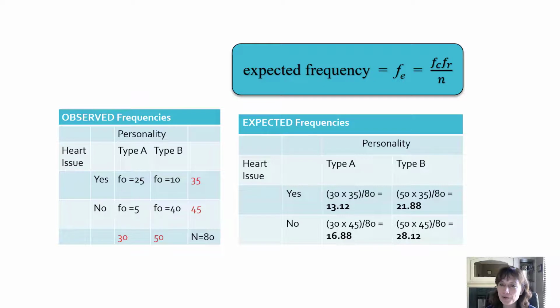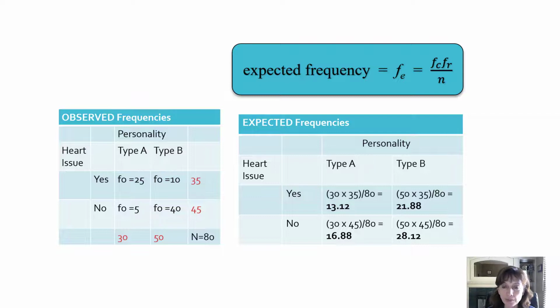Same thing for the other categories. So for type A, no, again I just take the column total times the row total, 30 times 45 divided by 80 gives me 16.88. And then finally for the last category, type B, no, that's 50 times 45 divided by 80, which is 28.12. So I've taken my observed frequencies and, using the row and column totals and my total sample size, I've been able to calculate expected frequencies.